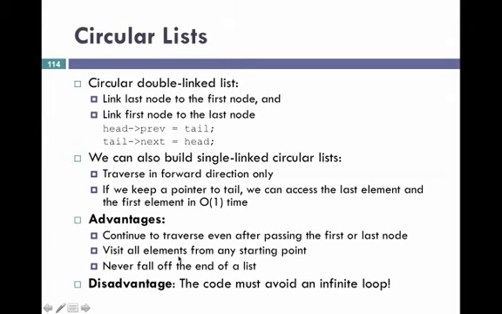We can visit all the elements from any starting point. We can start anywhere in the list, and when we get to the end of the list, we'll cycle back around and continue on to where we started in either the forward or the backward direction. So you never fall off the end of the list. And the disadvantage is that our code has to be careful and avoid an infinite loop.